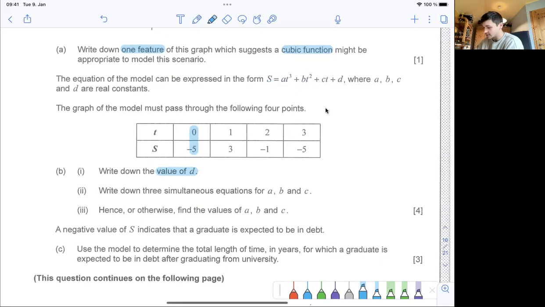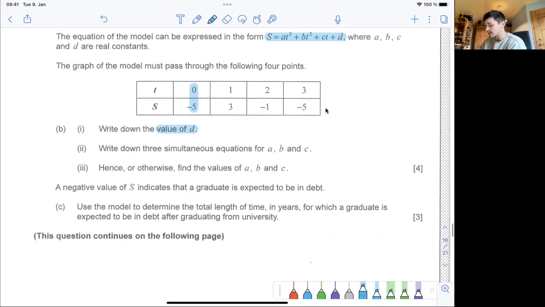We have that here. So when t is equal to 0, S is equal to -5. And from what we just saw, that means the A bit, the B bit, the C bit are all just going to equal 0. And we're going to get 0 plus 0 plus 0 plus D is equal to -5. And so therefore the value of D is going to be -5.